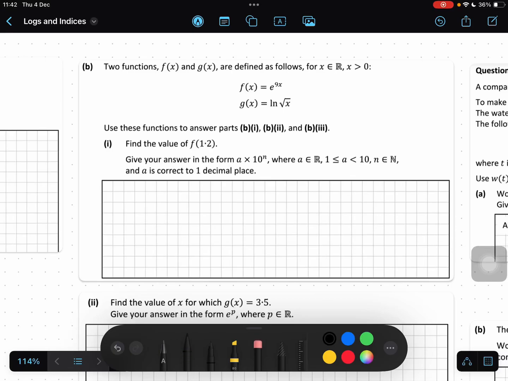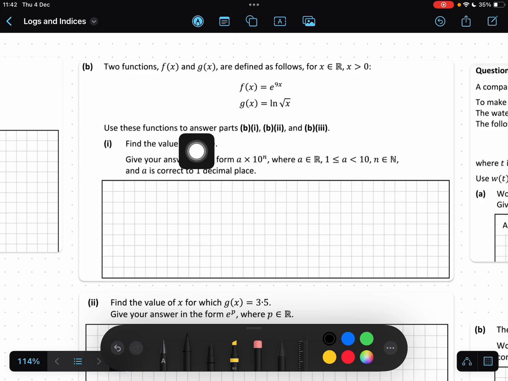So this next question says two functions f of x and g of x are defined as follows, for x a real number and x greater than 0. Okay, so x greater than 0 meaning that this always works out. We wouldn't be able to get a square root if it wasn't greater than 0. Well, greater than or equal to 0.